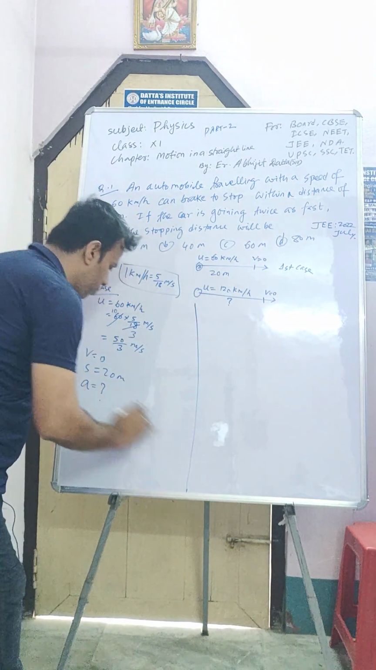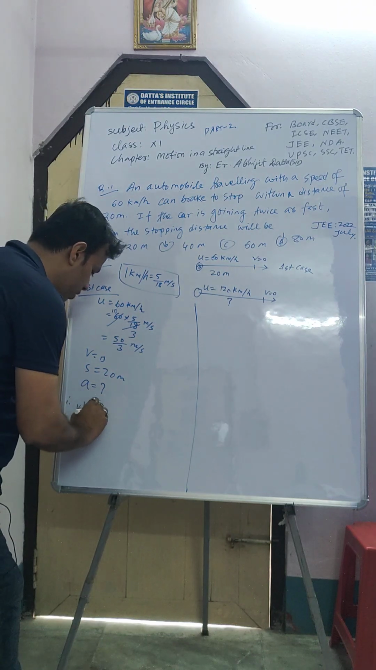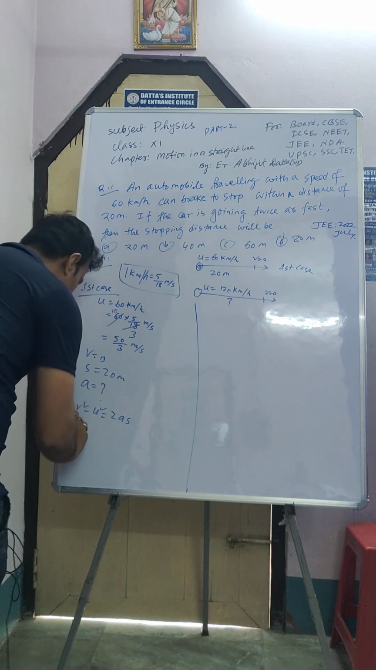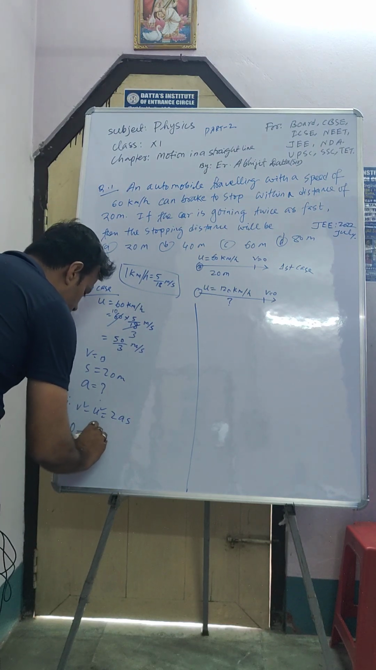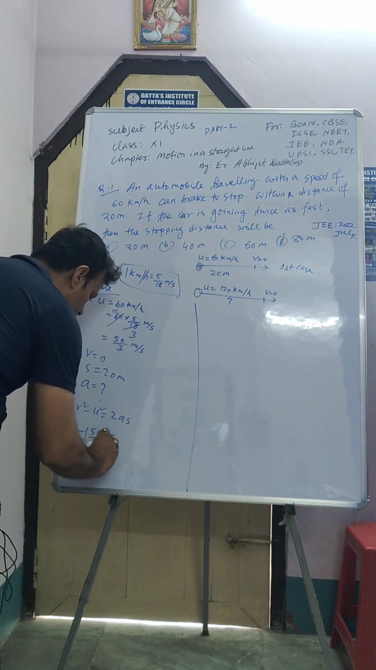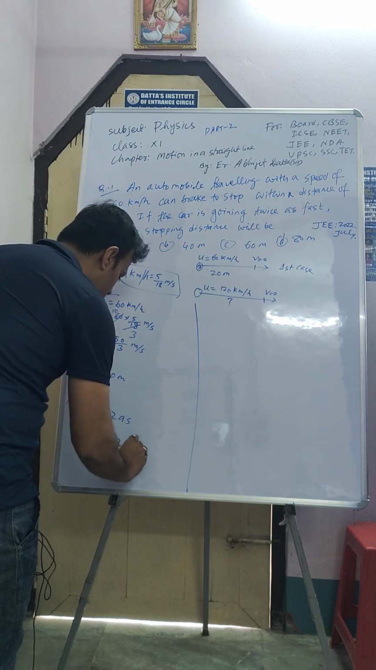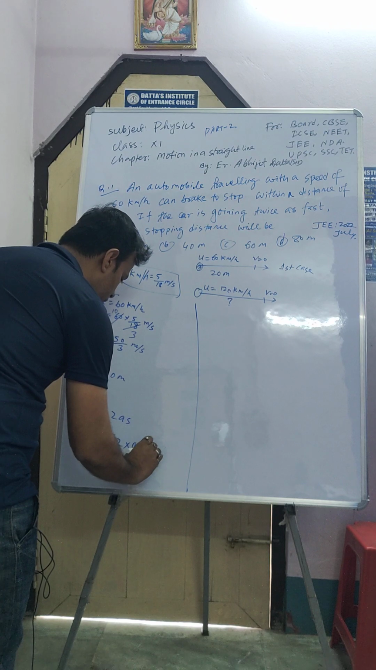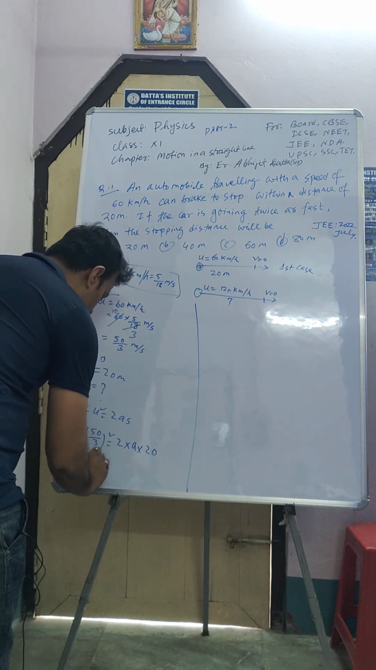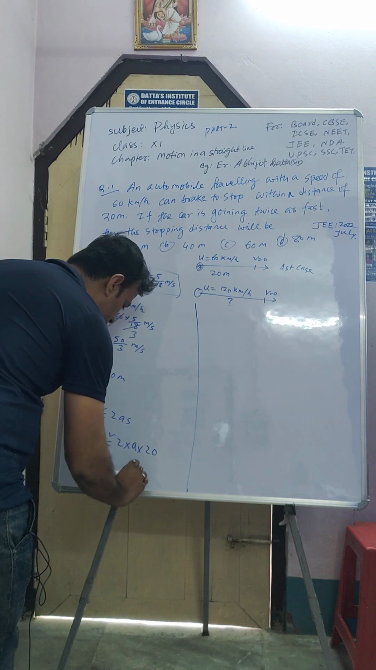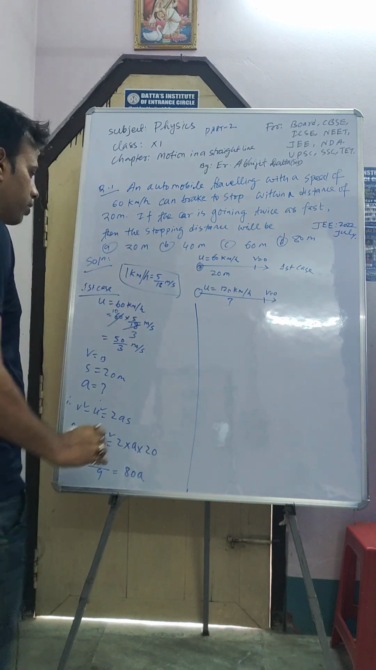So now we apply the formula v square minus u square equals 2as, that is the third equation of motion. v is 0, u is 50/3 whole square, a we have to find out, and s is 20. So 2500/9 equals 40a, that is, 2500/9 equals 80a.